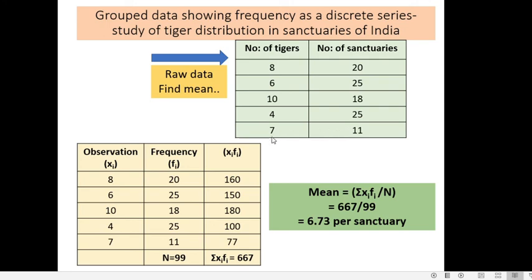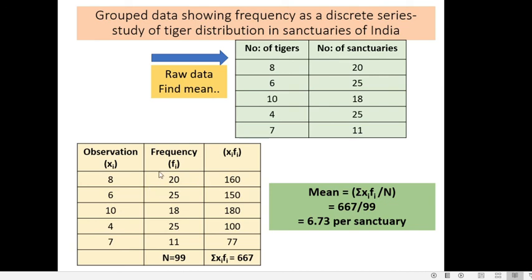Here 8, 6, 10, 4 and 7 are the observations. 20, 25, 18, 25 and 11 are the frequencies. So we rewrite it as observation and frequency here. To find out the mean, we have to first multiply the observation with the frequency. That is xi into fi, where xi is the value of the observation, and fi is the frequency.